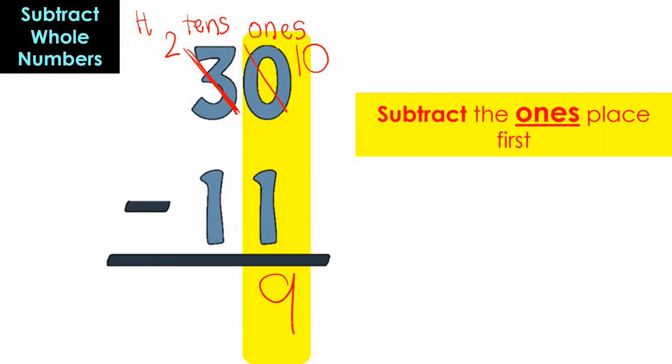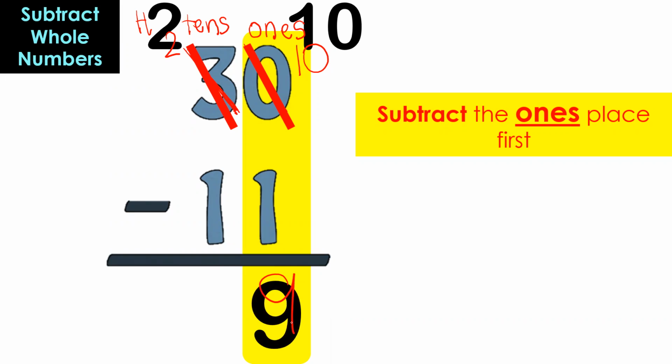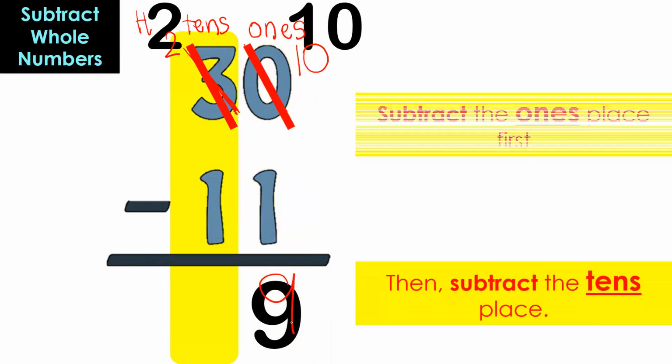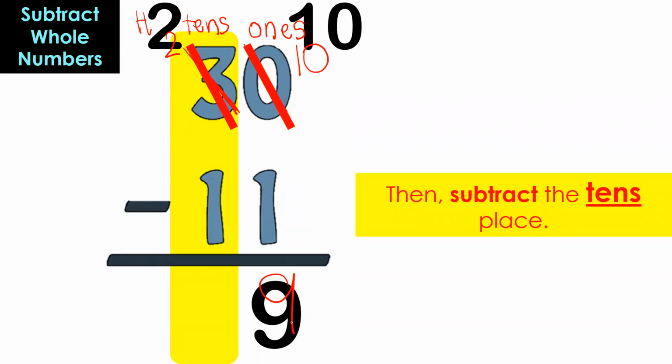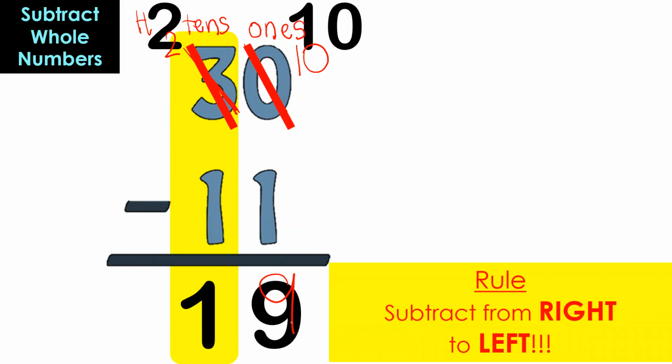Then what's next? We already have the working over here. So 10 ones minus 1 one will give us 9 ones. Then the next step, we move on to the left to subtract the tens place. So 2 tens minus 1 ten will give us 1 ten. So this is pretty straightforward, just like your addition, from the right to the left. Always do that when you do your addition, subtraction, and multiplication. Now let's move on to subtracting decimals.